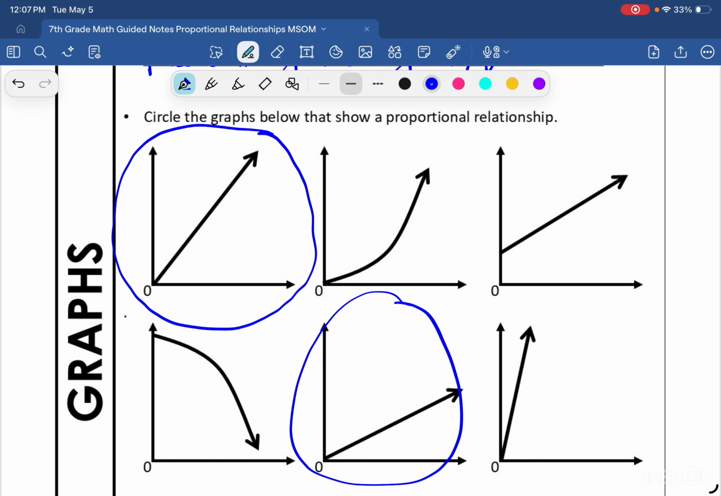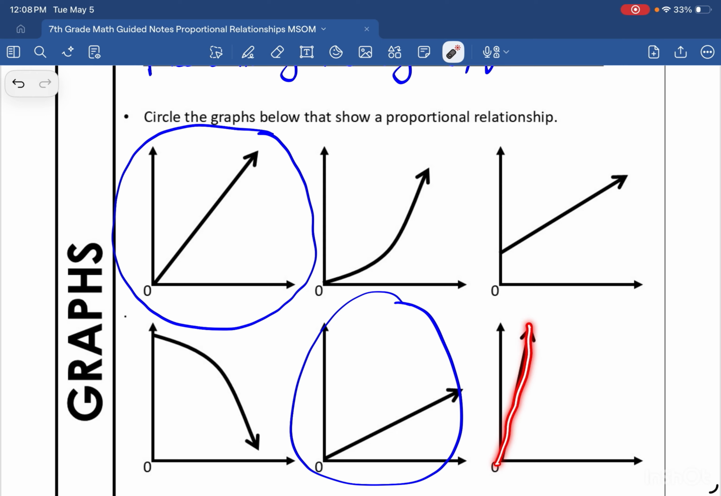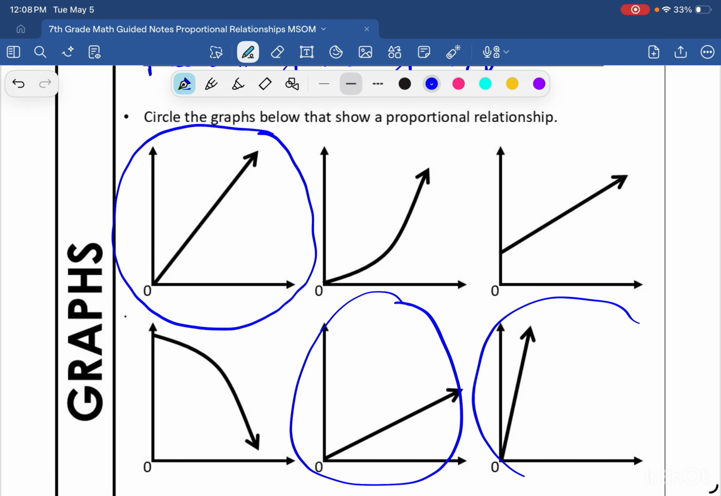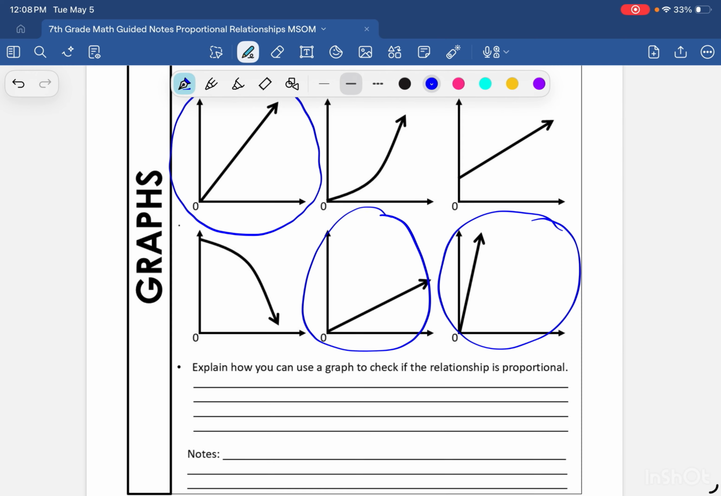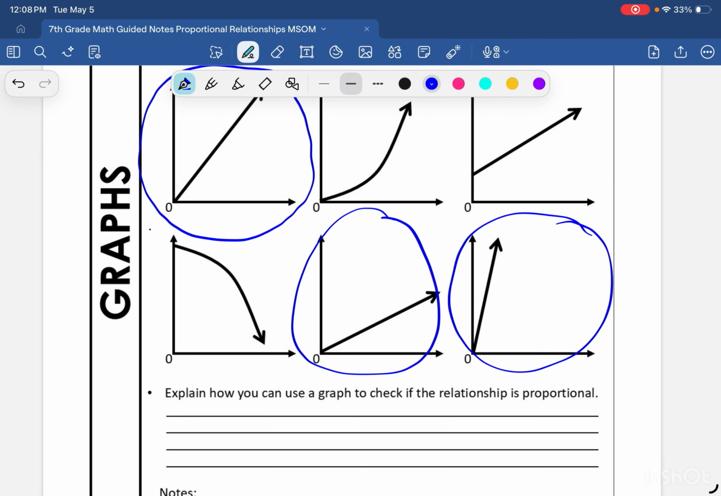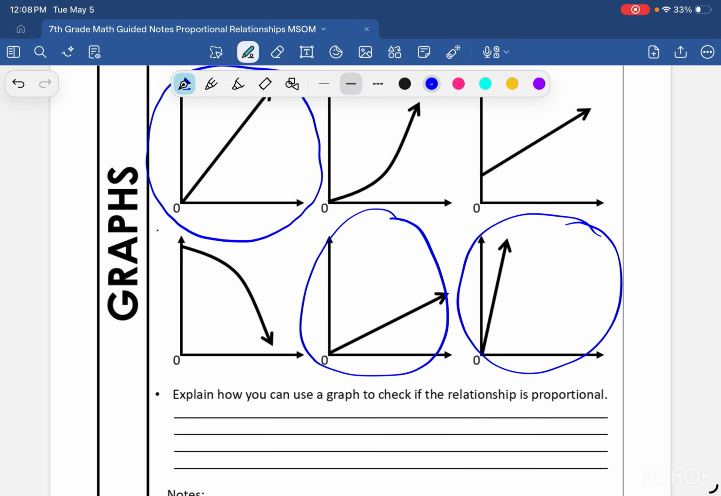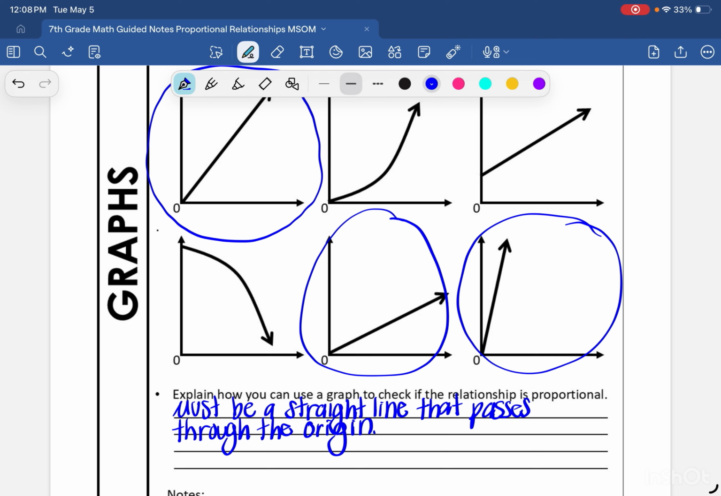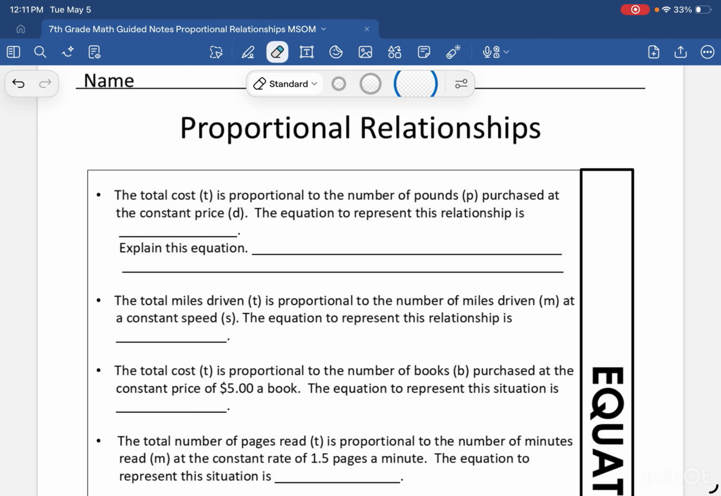And this last one is a straight line and it passes through the origin, so that is another proportional relationship. Explain how you can use a graph to check if the relationship is proportional. So remember, we look for two things. We look to see if the line is straight, and we look to see if it passes through the origin, or the point 0, 0. Okay, let's look at this one.